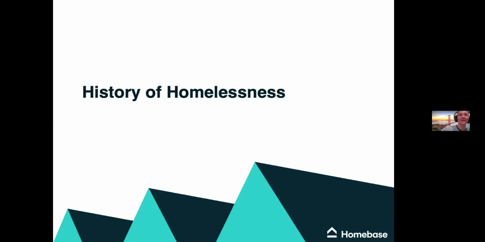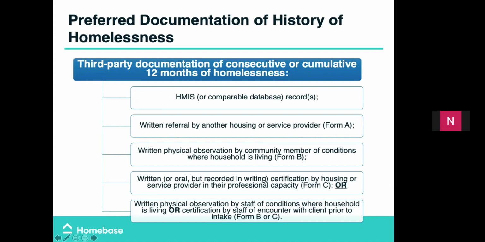I also just wanted to make sure that we pause my babbling for a minute to let you process all of the information we're throwing at you. So the next piece of the definition is history of homelessness. This is going to be a long section because there are a lot of different options for documenting history of homelessness. So bear with me. The next slide gives you a bit of a sense of that. So these are all options for documenting history of homelessness. And actually, these are just the third-party options.